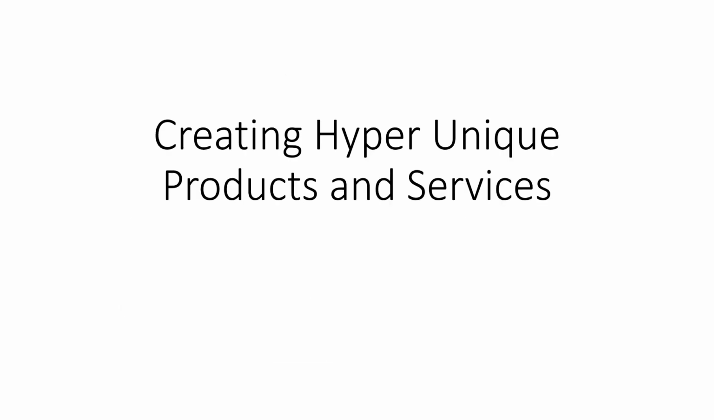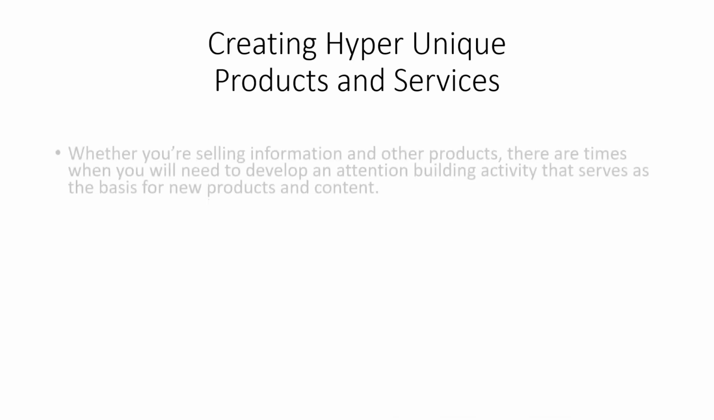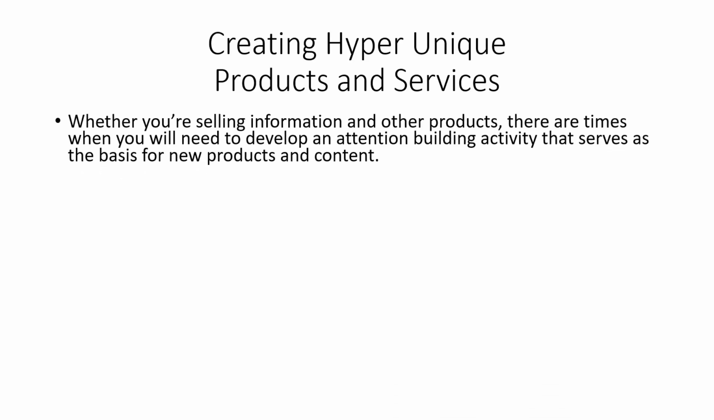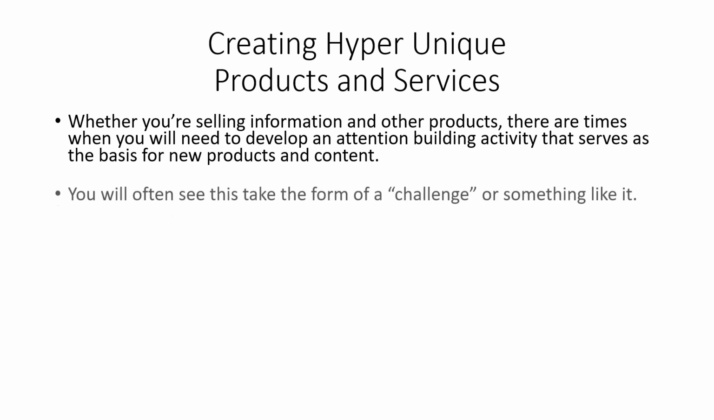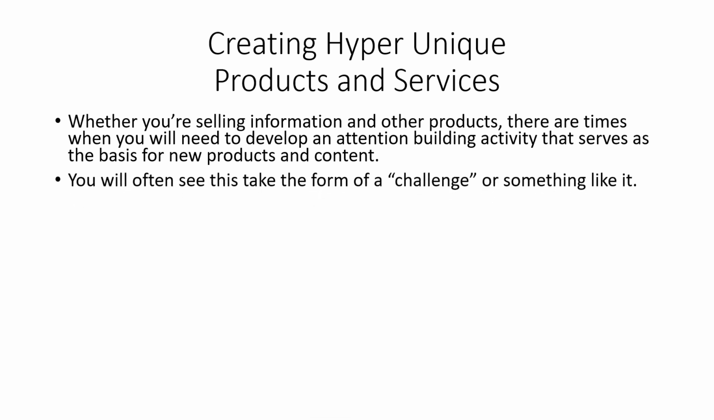When we do this, we have to create hyper unique products and services. So we are creating unique content, but we want to create hyper unique products and services. And there are always going to be times where you are able to develop some new information product, and it's going to be based on the fact that you're paying attention to the market. One of the ways that you do this effectively is to put together a challenge. And a challenge doesn't mean that you already know the answers up front. A challenge is basically where you get people to take some kind of action. And a lot of people really do value being able to take some kind of action.